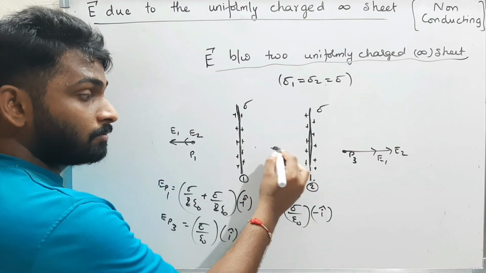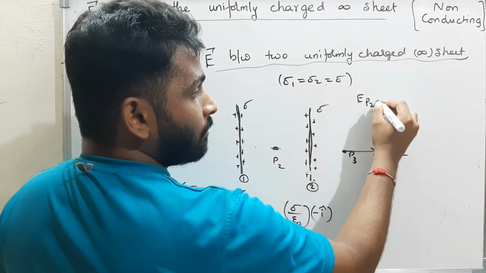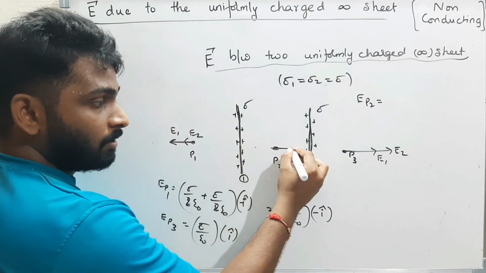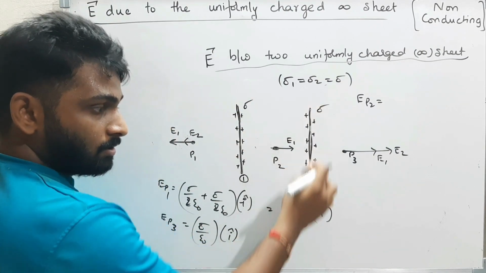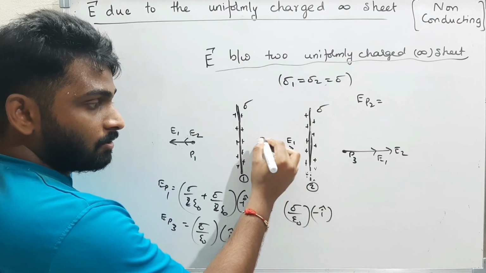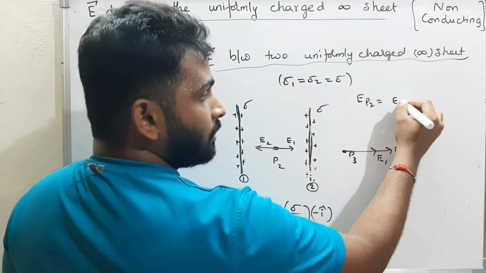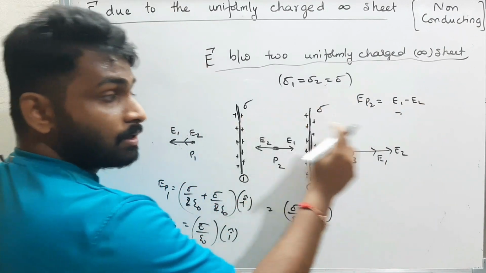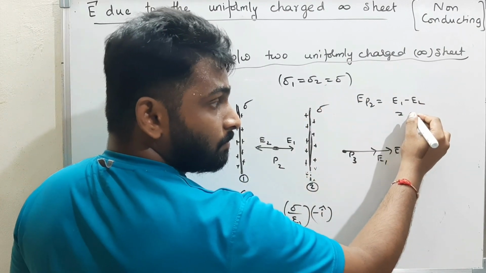Now at point P2, because of this sheet the electric field will be in this direction E1, and because of this sheet the electric field will be in this direction E2. Now the resultant is E1 minus E2, and both are the same, sigma, sigma. Therefore, what is the answer? 0.